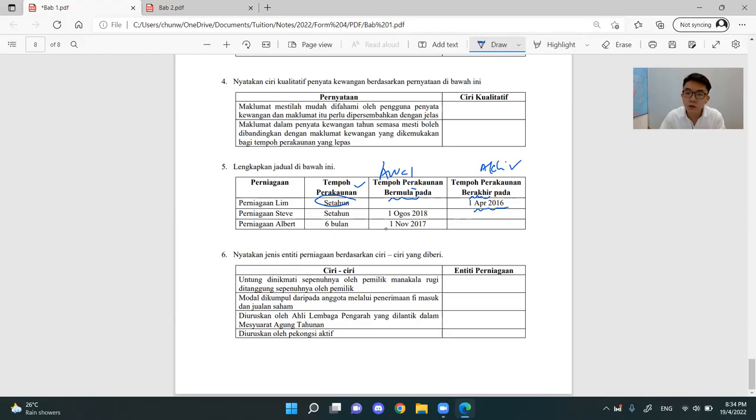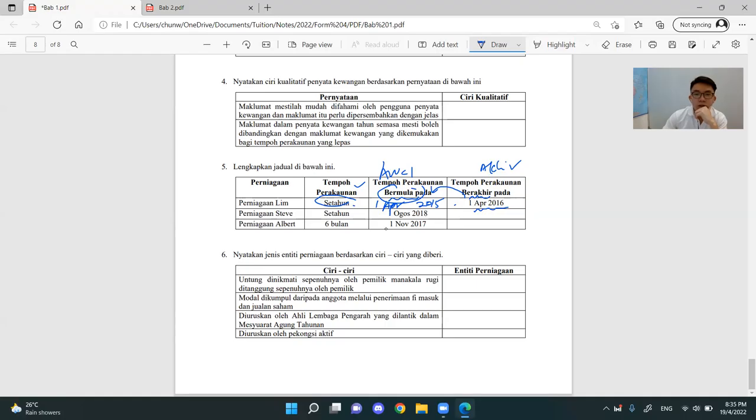Then from here you know that this is the ending. Then you have to find out when is the beginning. Bila dia bermula. Alright, so since this is 1 tahun, you work back. You go backward 1 tahun and then you get the date where it started. So since this is 1 April 2016, 1 year before will be 1 April 2015. Faham tak? If you got this one correctly, you give me yes.